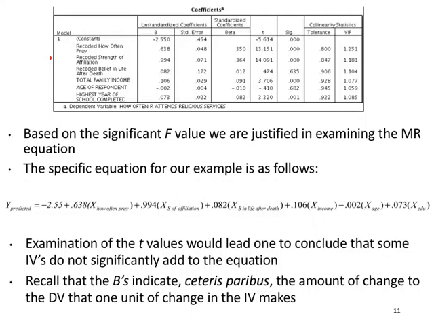How would we interpret this 0.638, the B coefficient for how often they pray? What's the interpretation of that coefficient? What does the 0.638 tell us?